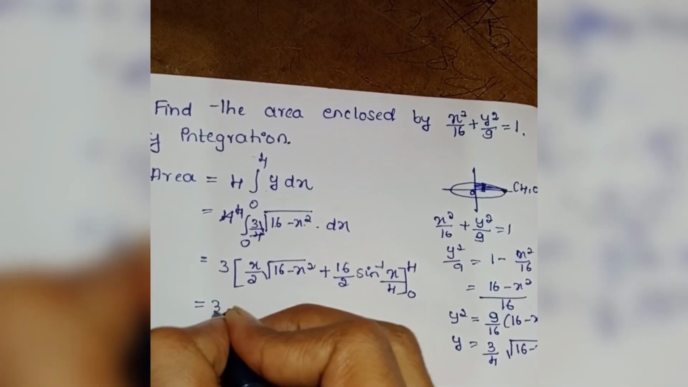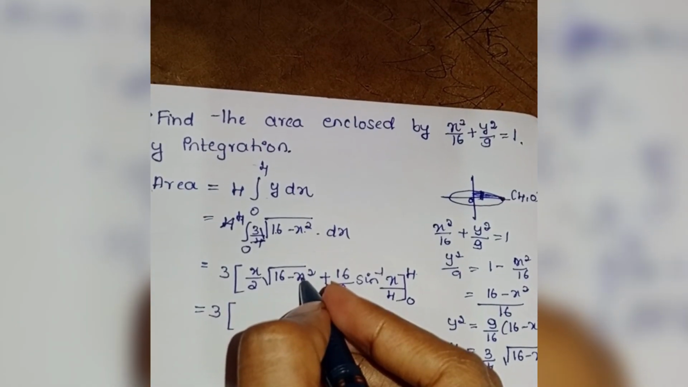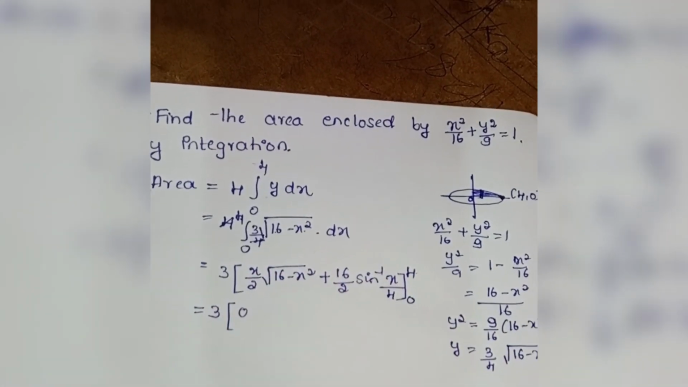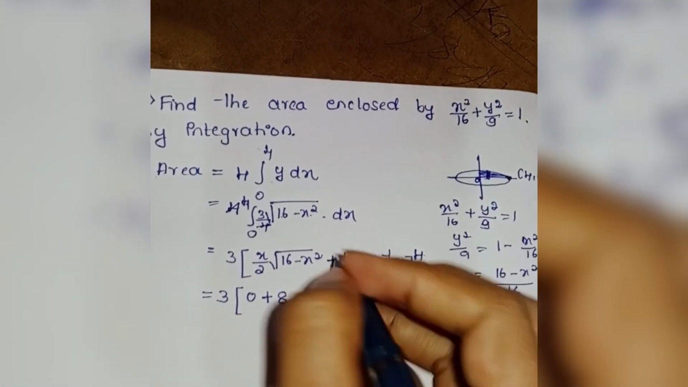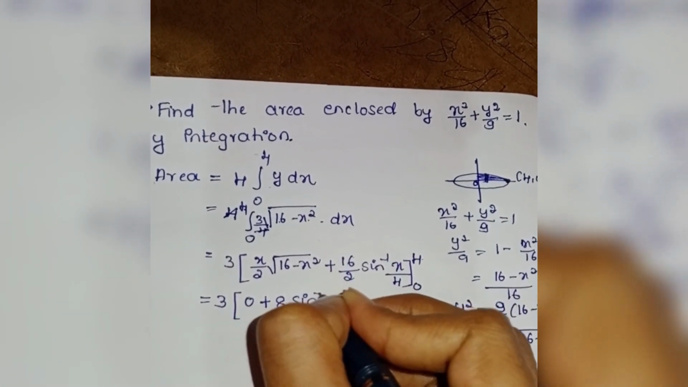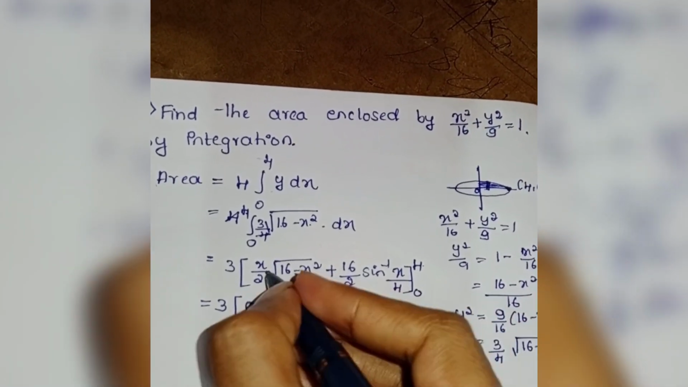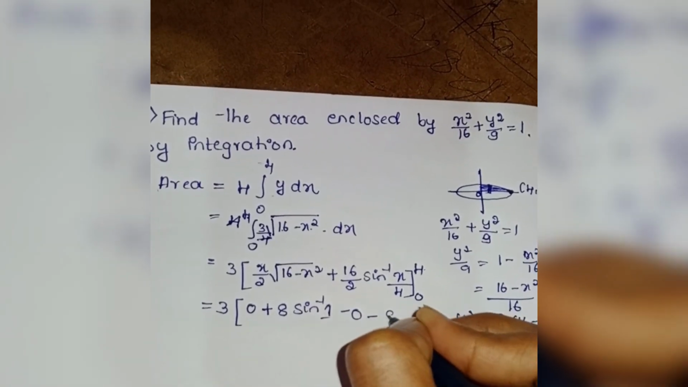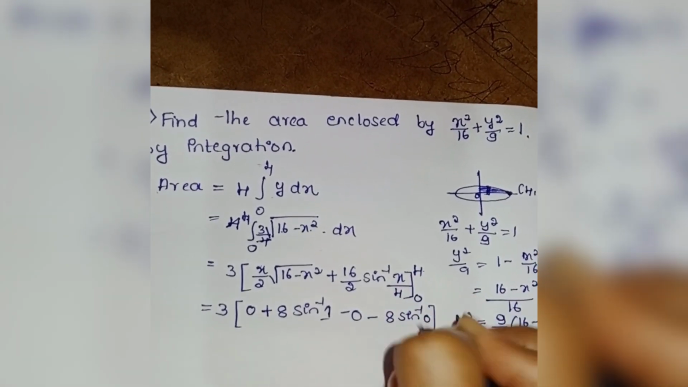Which is equal to 3 times, apply the limit. If you apply 4 here, upper limit, 4 square 16, 16 minus 16, 0, 0 into any number, that is 0. Plus 16 by 2, that is 8, right? Sine inverse of x, 4 by 4, that is 1, minus, apply the lower limit, 0 into any number, that is 0, minus 8 into sine inverse of 0 by 4, that is 0.